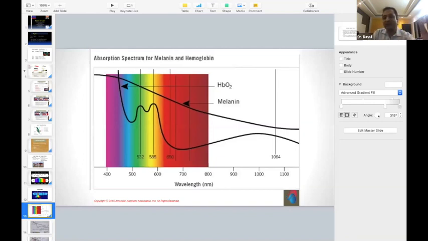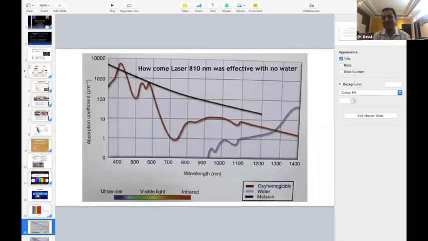Now, this is a very important spectrum to understand. Look into this. In the visible spectrum, 400 to 700 nanometers, you have maximum absorption of HbO2 and melanin. So where is the water? It's not there. If you are working in this spectrum, there is no water absorption by any lasers. Now look at the black line, that's the melanin line. As the wavelength goes up, the melanin absorption goes down, and hemoglobin absorption goes down.